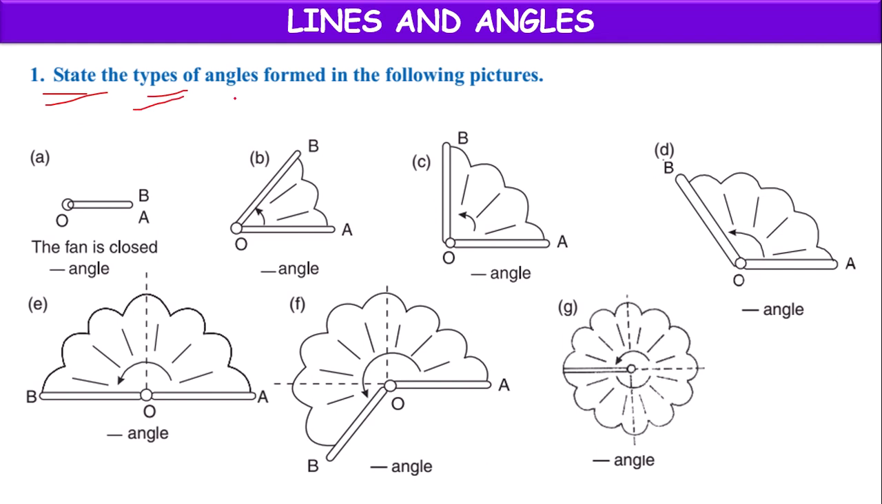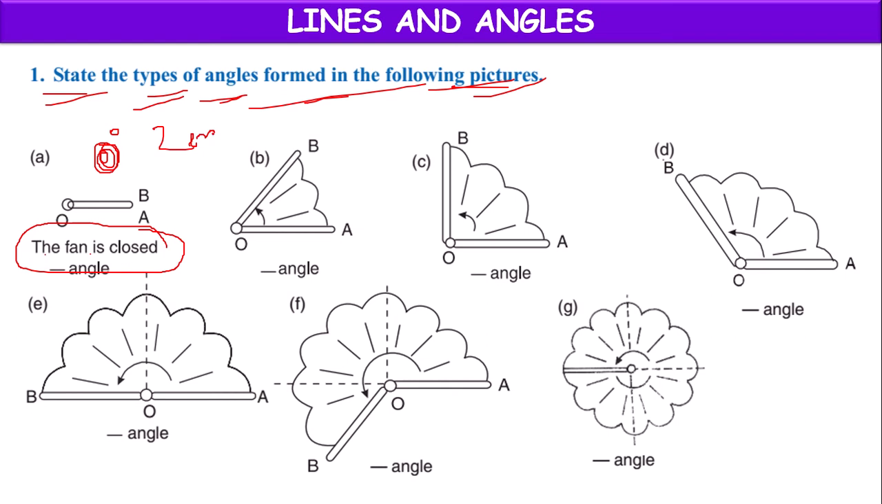Next, state the types of angles formed in the following pictures. The fan is at a closed angle. This is a fan, this kind of fan, but it is at a closed angle. It means there is no rotation. It is just in a closed angle situation. Then the angle will be 0 degrees. We can tell it as zero angle.